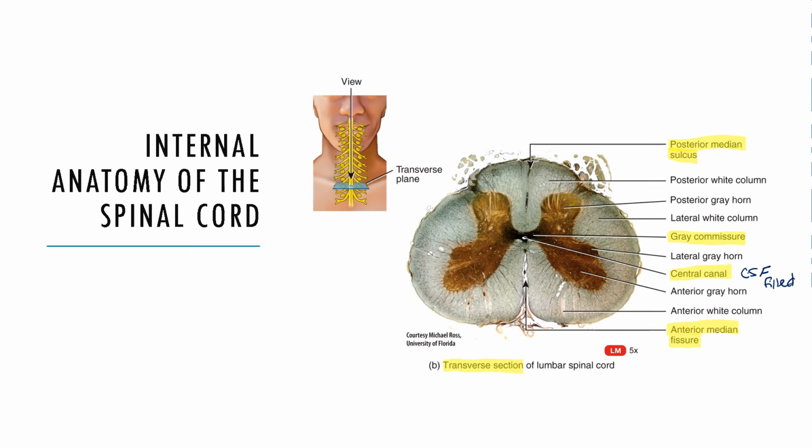Now, just anterior to the gray commissure is the anterior white commissure. I don't know if it is labeled here, but this section here forms this little crossbar of white matter. It connects the white matter of the right and left sides of the spinal cord. So this here is the anterior white commissure.